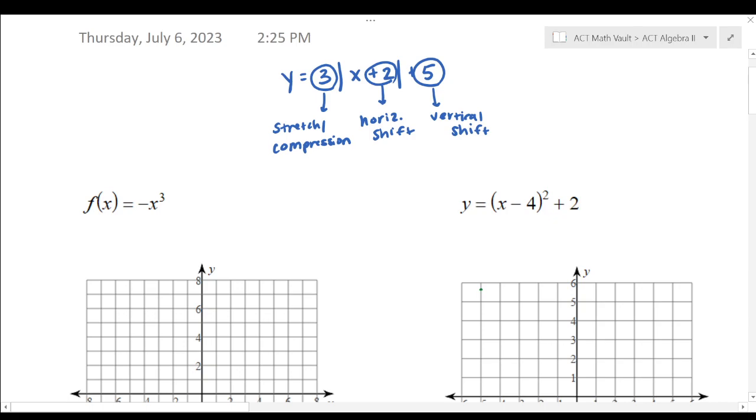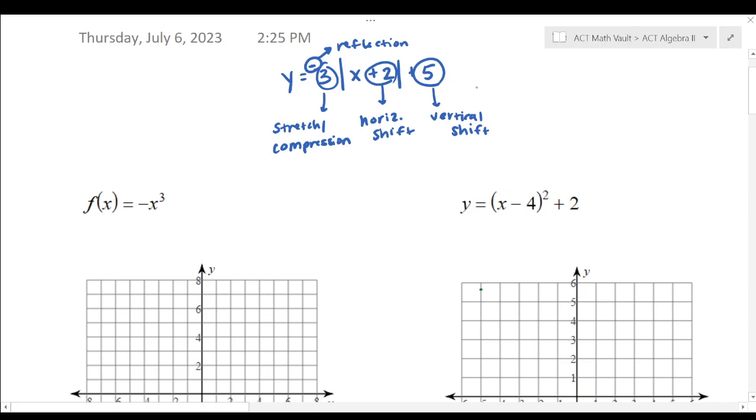And then this number here would indicate a stretch or compression, which I have another video on. That's a different set of circumstances, so I separated them. But if this 3 was, say, negative, the negative would indicate a reflection. So that is how you think of all of it coming together.